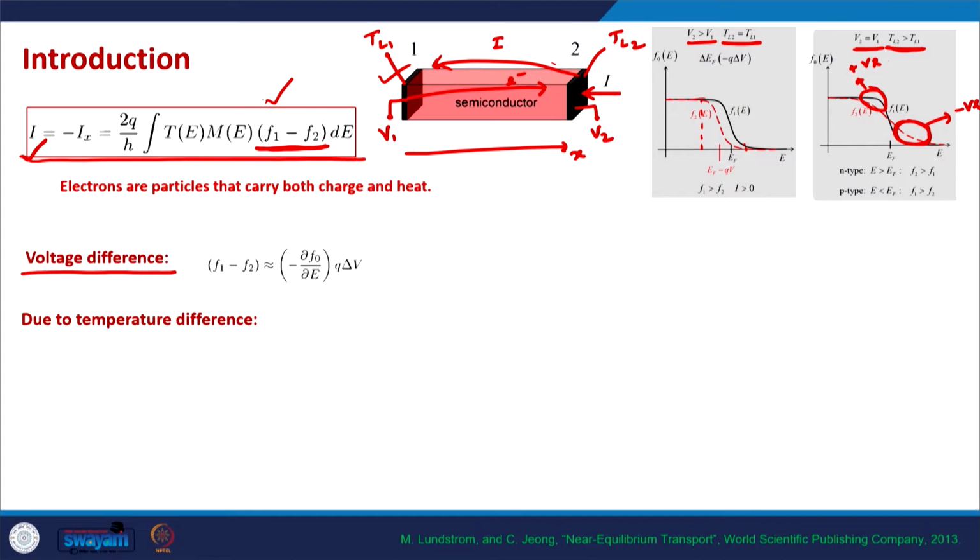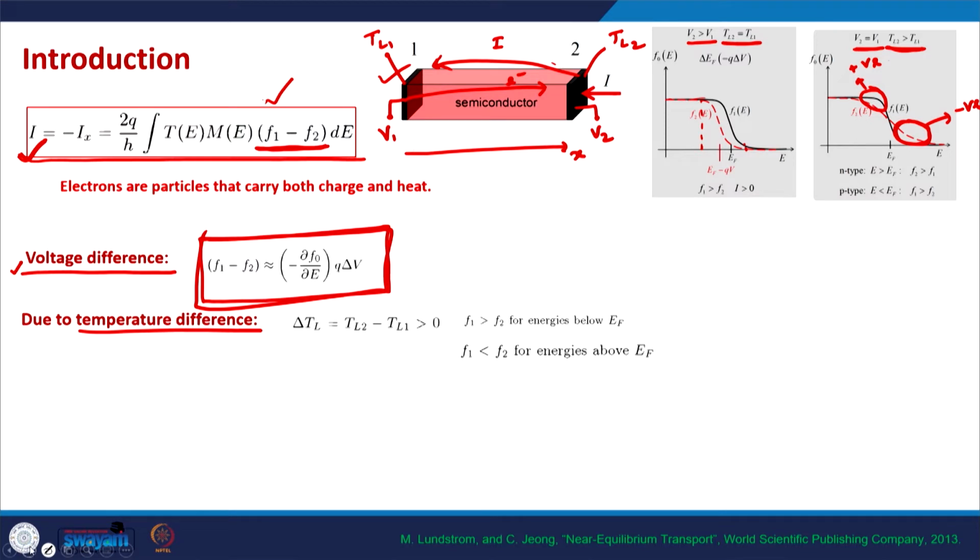So what it means is that the charge current can be induced by two factors. One is the voltage difference and the second is the temperature difference between the two contacts. So far we have only considered the voltage difference; we have not discussed the temperature difference in a conductor. That is the subject matter of thermoelectric devices or thermoelectric effects.